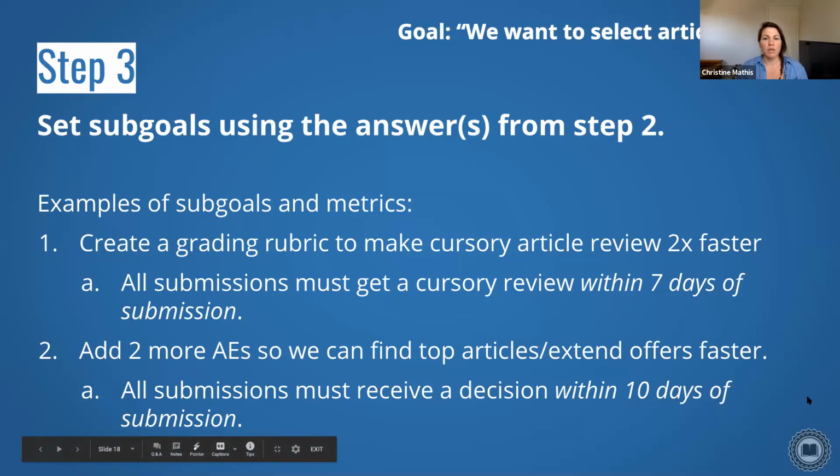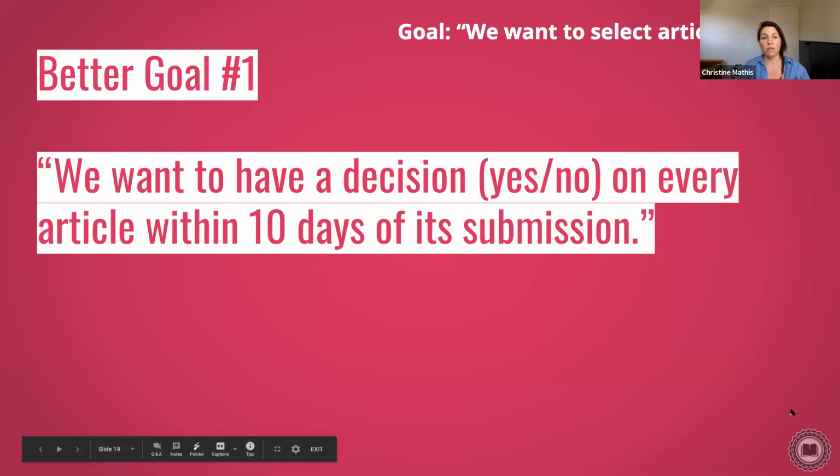Another great example of a sub-goal would be to add more article editors so that you can find those top articles faster and ultimately extend those offers faster. So if that's your sub-goal, is to add more AEs, then the metric of success could be all submissions receive a decision within 10 days of being submitted. So using both of those sub-goals, we can then funnel up into a larger goal, a much less ambiguous goal, starting with, we want to select articles faster. Now we have a very specific goal. We want to have a decision of yes or no on every article that we receive within 10 days of its submission. Really easy to track that goal, really easy to improve on that goal.